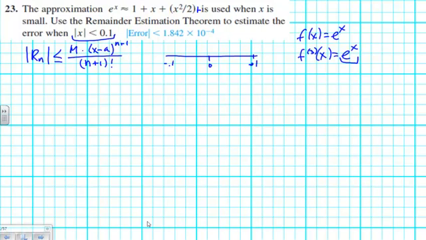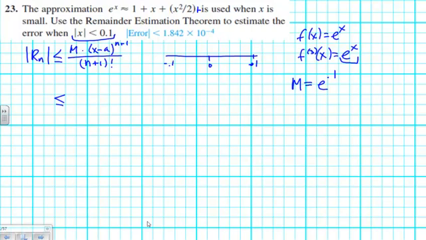So let's think of that function on that interval. What's the largest value that the e to the x function, that n plus 1 derivative, has? It's going to have it at 0.1? Yeah. Okay. So we're going to say that M is going to be the value of e to the 0.1, the largest value the n plus 1 derivative has on the interval of interest. All right? So let's fill that in.